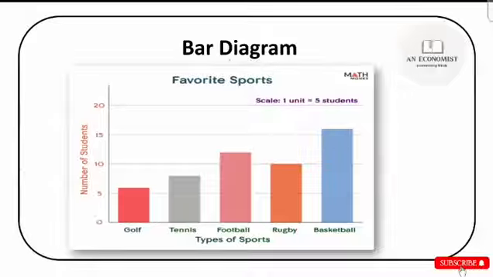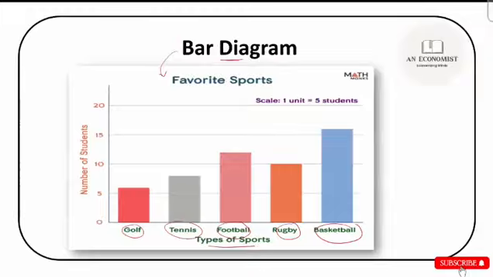Now look at this example of a simple bar diagram. Bar diagram of favorite sport of students, right? So you have 5 categories here. On the x-axis you put the categories, types of sports. What are the categories? You have golf, tennis, football, rugby, and basketball.